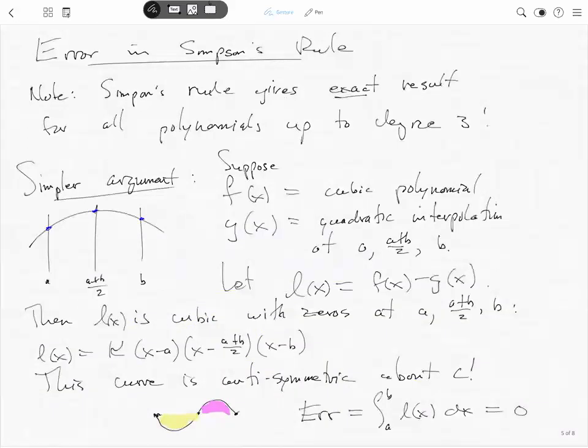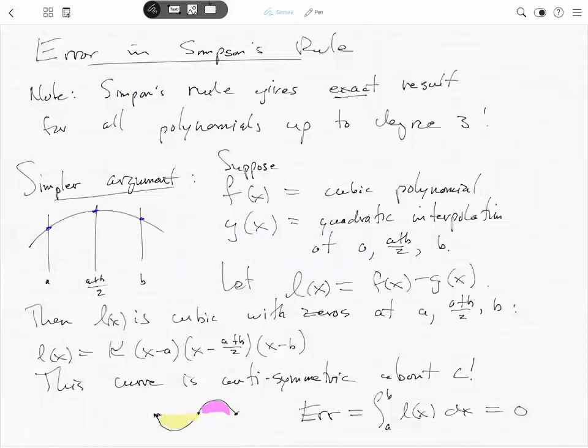Now, let's talk about Simpson's rule. We want to come up with some formula for estimating the error in Simpson's rule. Now, I wrote Simpson's rule. This should be Simpson. Sorry about that.